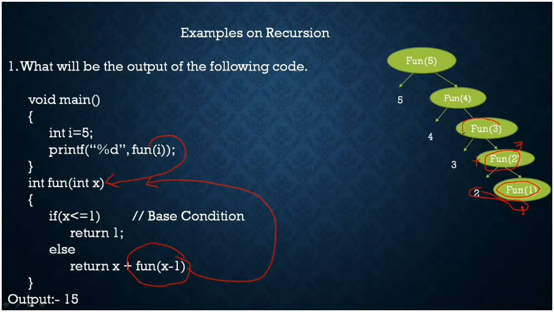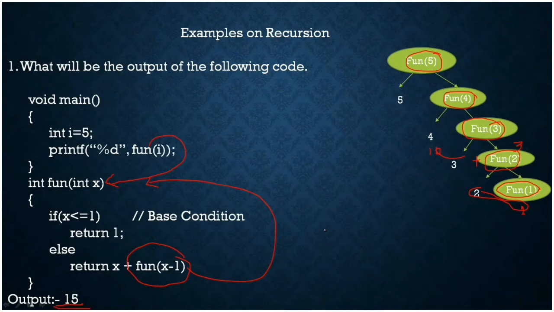Now 6 is passed here. Now 6 plus 4 is equal to 10. So 10 will be passed to here. This value is 10. After this, 10 plus 5 is equal to 15. So the value of fun of 5 is equal to 15. So our output is 15.